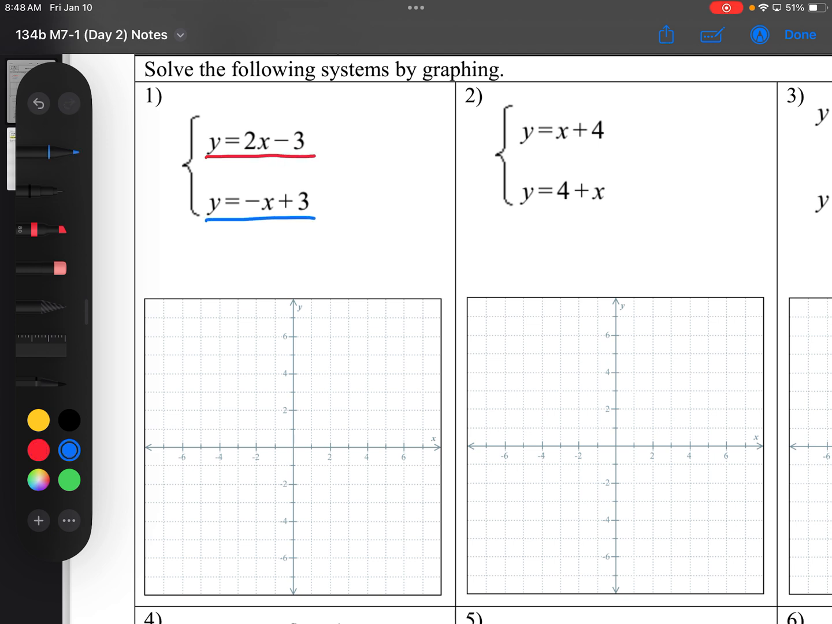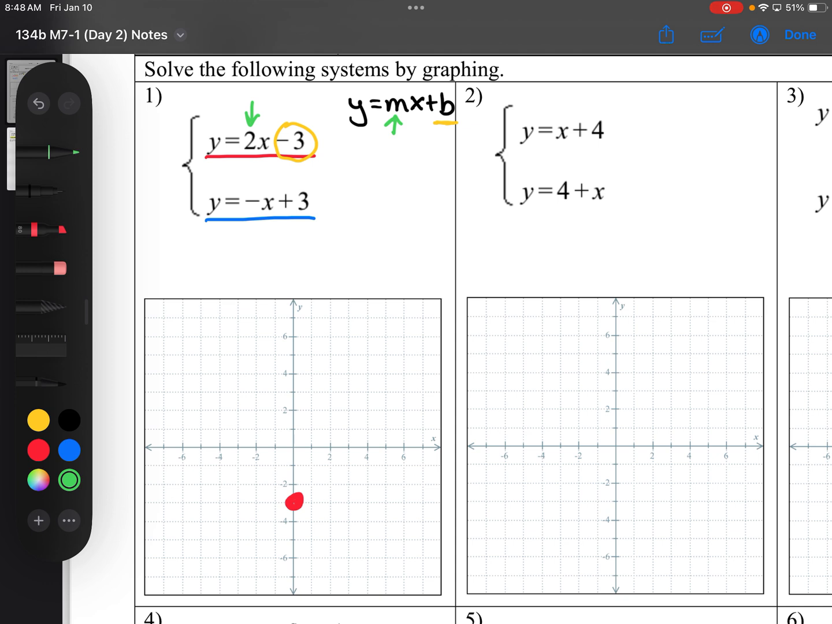So for that first line, you need to start with the y-intercept, which if you remember, we have y equals mx plus b. B is always going to be your y-intercept. So whatever number's at the end is your y-intercept. So for my red line, I need to start it at negative 3 on the y. So it's going to be right there. And then your slope is always going to be the m. So the number right in front of your x, which in this case is 2.